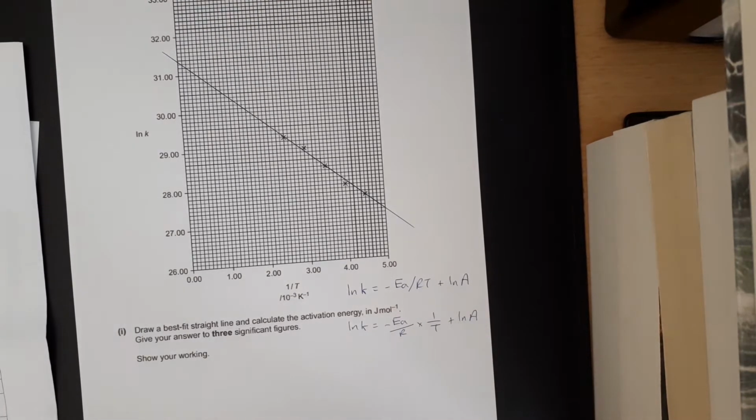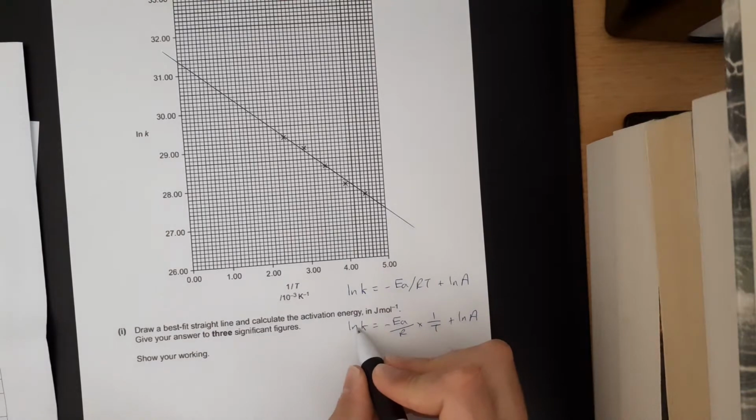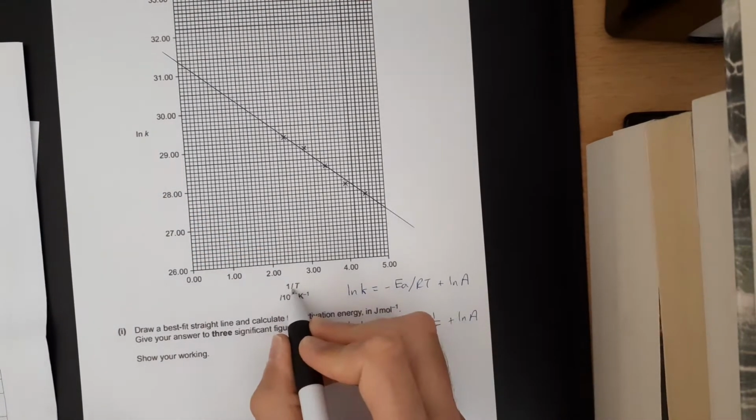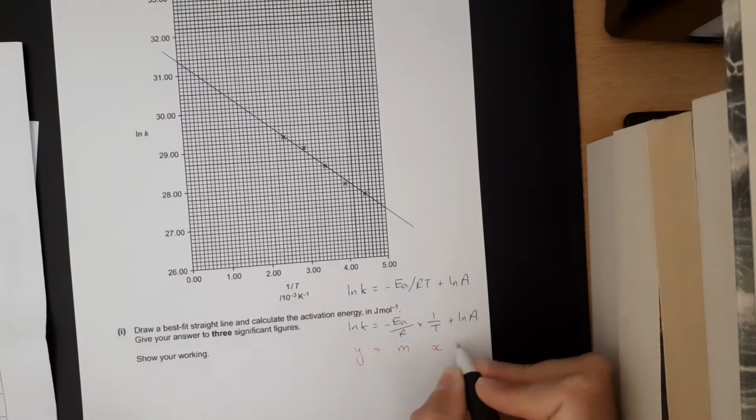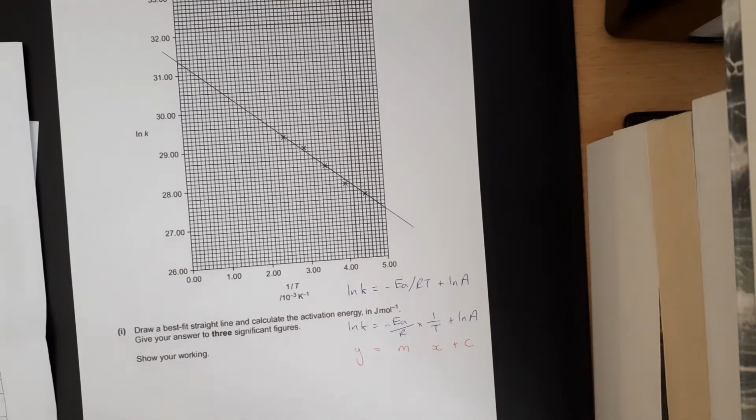And then hopefully we can see that the natural log of k is the y, clearly. The 1 over T is the x. So therefore this minus Ea over R must be the m part, and then the plus natural log of A is the plus c part. m represents the gradient. So if we want to calculate the activation energy, the bit we're interested in is this minus Ea over R part, and therefore the bit of the graph that we're interested in is the gradient. So we need to work out the gradient of this line that we've just drawn.